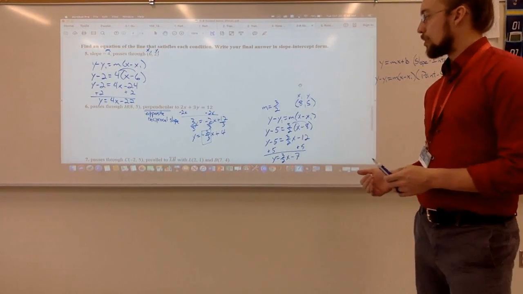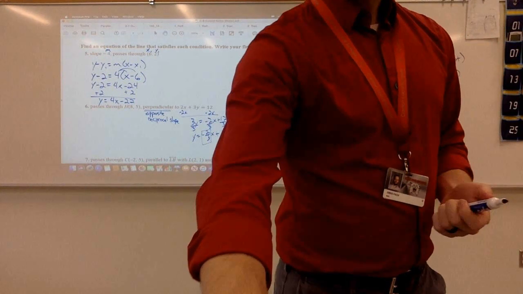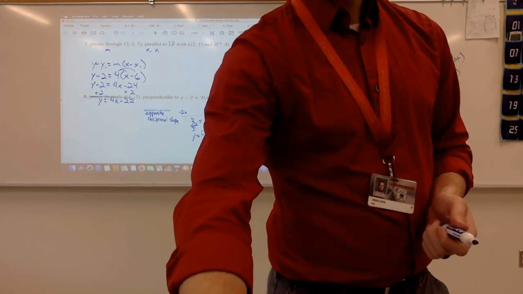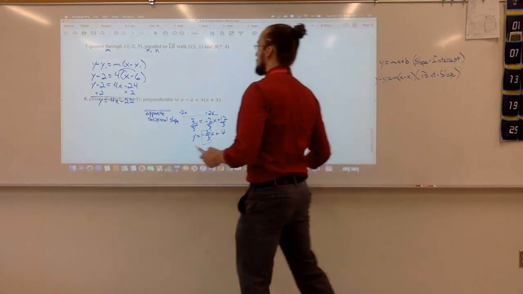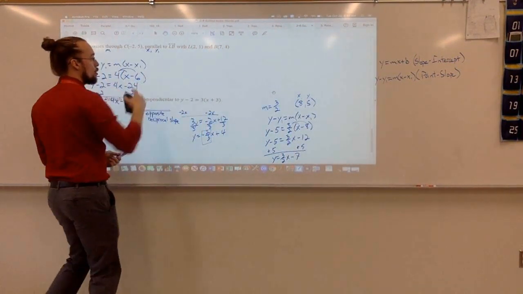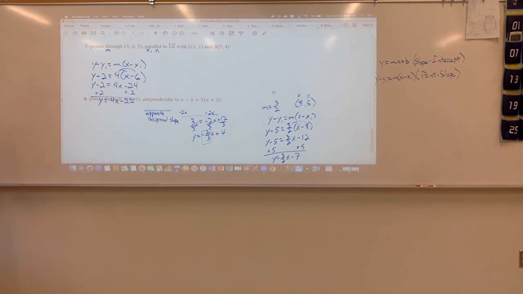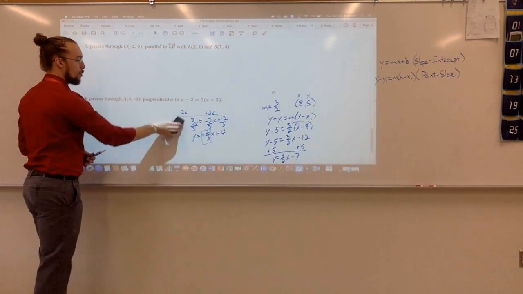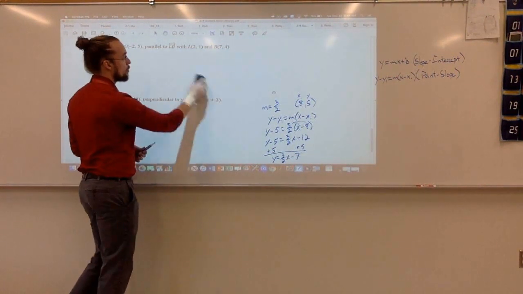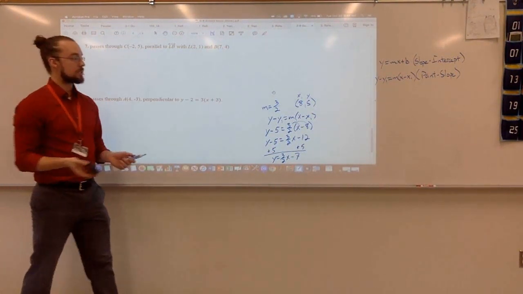Now, the next one, again, they give us negative 2, 5. But now they say we want our new line to be parallel to LB, and they just give us the coordinate points. So if they just give me the coordinate points, how am I going to find the slope of line LB?